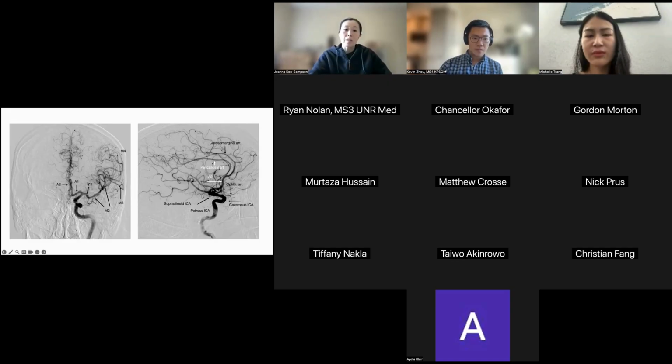The ACA, before it communicates with the other side, is the A1. And after the anterior communicating section, it becomes the A2. And on a lateral view, the petrous ICA has two portions, a horizontal portion and a vertical portion. And it becomes the cavernous ICA. The petrous portion and the cavernous ICA are actually outside of the dura, so these are the extradural portions of the ICA. And after the origin of the ophthalmic artery, it becomes the intradural portion of the ICA.